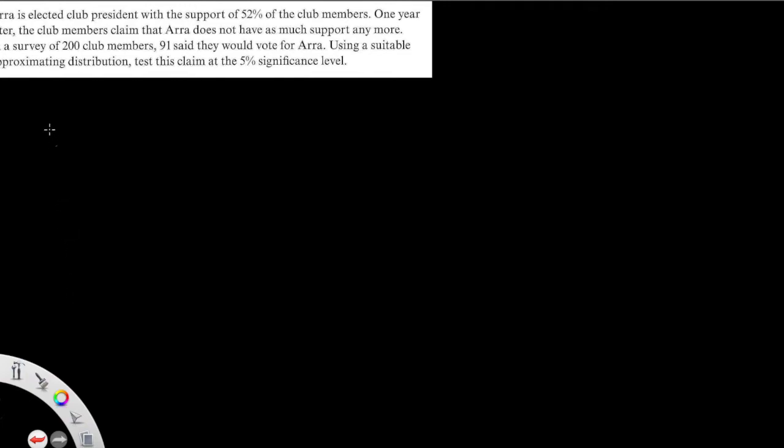Example number 4, Ara is elected club president with the support of 52% of the club members. 1 year later, the club members claimed that Ara doesn't have as much support anymore. In a survey of 200 club members, 91 said they would vote for Ara. Using a suitable approximating distribution, test this claim at the 5% significance level.